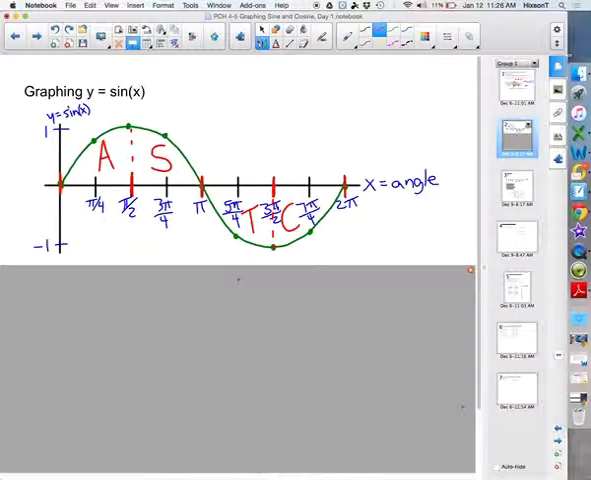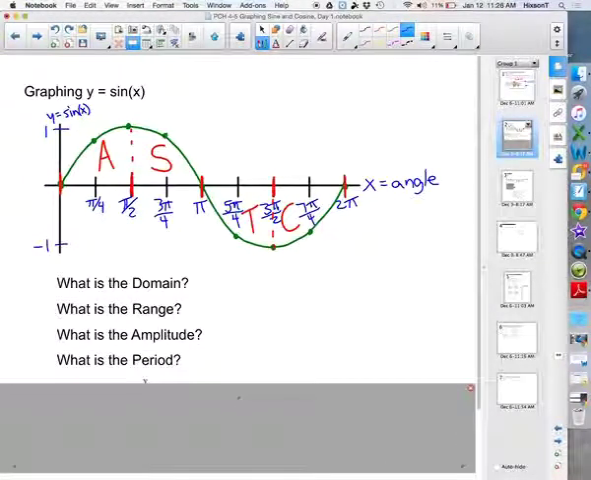All right, so now let's take a look at some features of the graph here. What's the domain of sine? All real numbers. It's all real numbers. We can put negative values for the angle. We can put fractions for the angle. We can put anything in there for the angle as long as it's a real number. So x is an element of the real numbers.